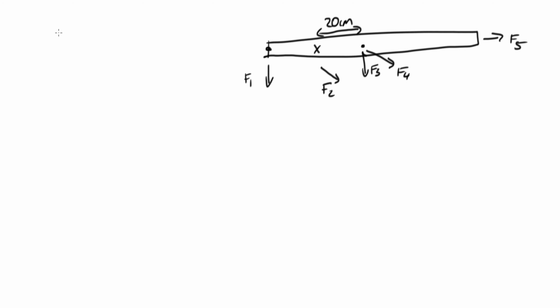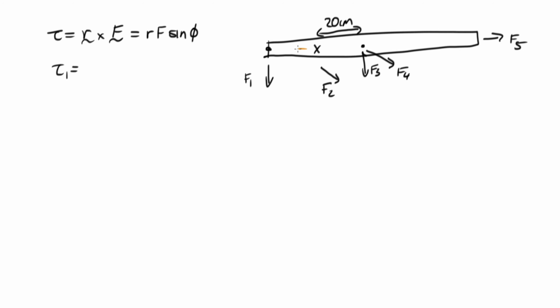And we know that the torque is given by R cross F. And in this case, all these forces have the same magnitude. So we can write this as RF sine phi, where phi is the angle between R and F. Okay, so torque 1 is going to be equal to the 20 centimeters times the magnitude of the force.